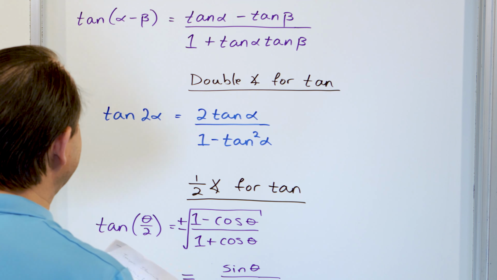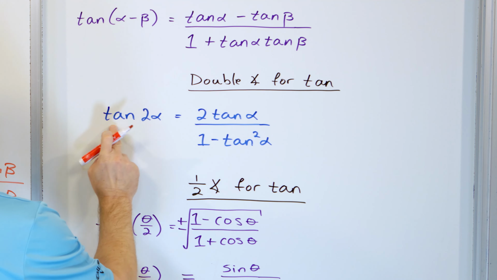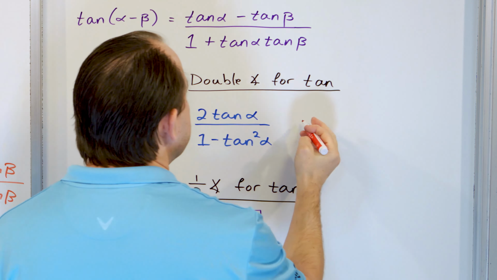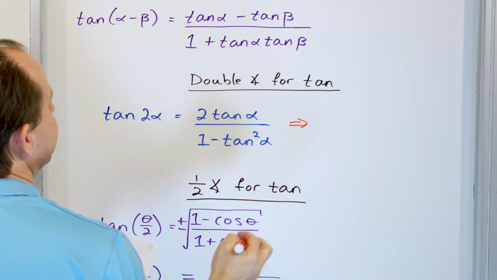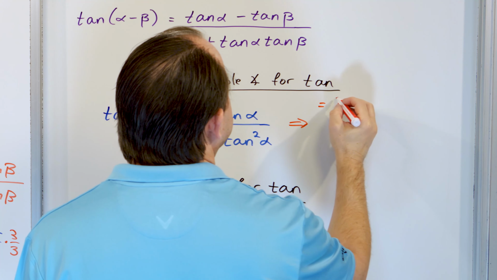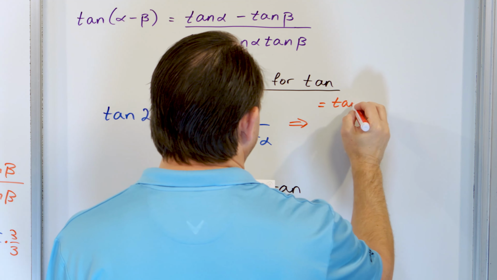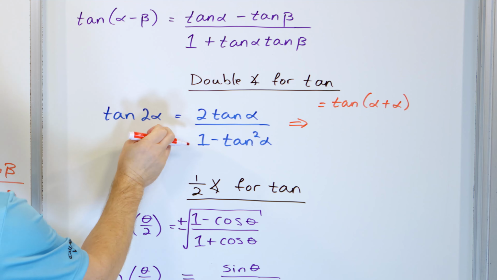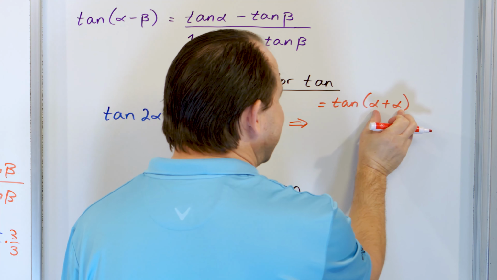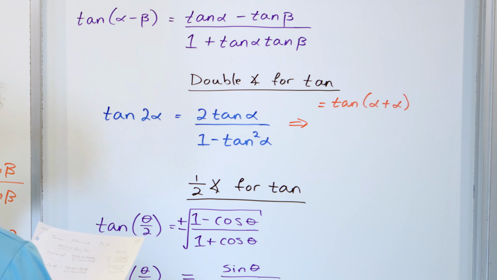All right, let's go with the easiest one first. We're trying to figure out what the tangent of 2 times alpha is. So I'm going to write tangent of 2 alpha as tangent of alpha plus alpha. If I'm trying to find tangent of 2 times an angle, it's the same thing as the tangent of the angle plus the angle. You would agree with that, right?